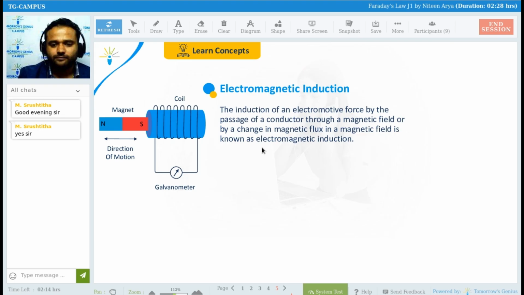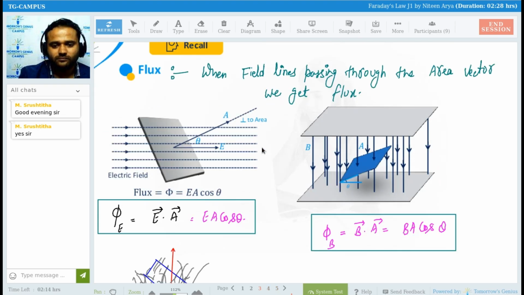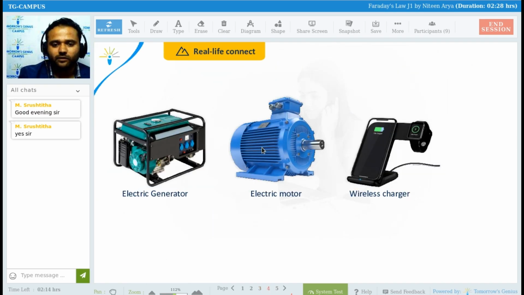Clear, everyone, or not? Is this clear, na beta? Okay, in real life, where are we going to use this particular concept? Electric generator, electric motor, wireless charger. These are the important concepts.